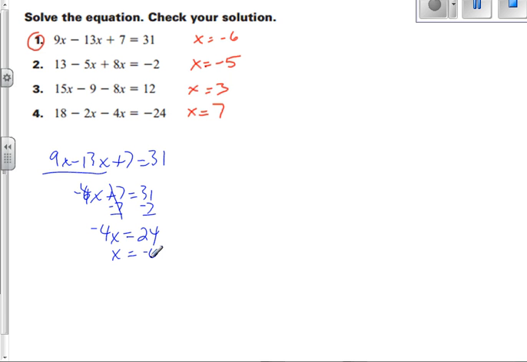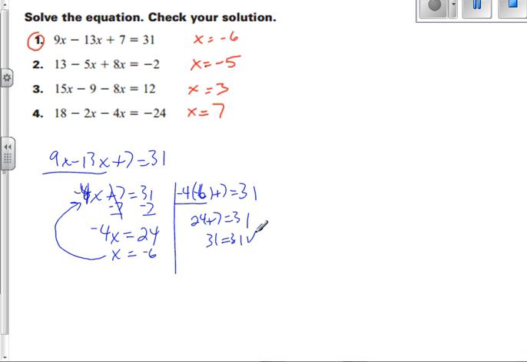to negative 6. And then I plug that back in, right back into this point. So I have negative 4 times negative 6 plus 7 is equal to 31. 4 times 6 is 24, and a negative times a negative is positive, so I have 24 plus 7 is equal to 31, and then 31 is equal to 31, right?